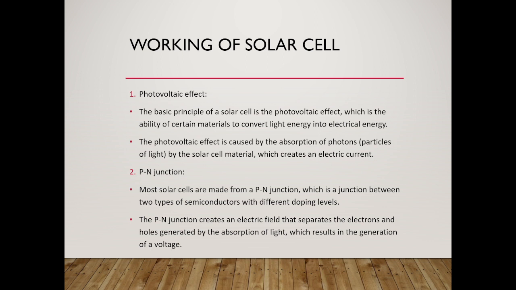The second topic is p-n junctions. Most solar cells are made from a p-n junction, which is a junction between two types of semiconductors with different doping levels. The p-n junction creates an electric field that separates the electrons and holes generated by the absorption of light, which results in the generation of a voltage.